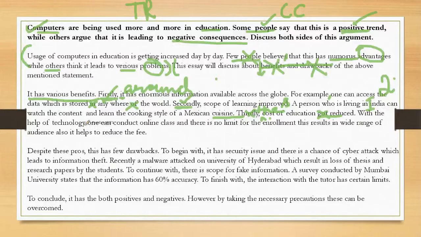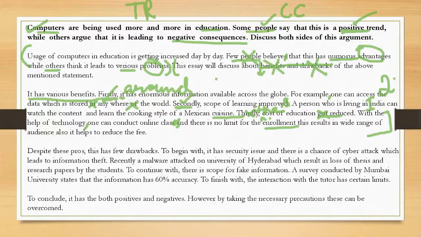With the help of technology, comma, one can conduct online classes, it's supposed to be ES, and there is no limit for the enrollment. This results in wide range of audience. Also, it helps to reduce the fees. Now, how many of you can understand this sentence? It's so complicated. It has 3-4 things in it combined together. So I don't feel it's a good sentence. It is very confusing. It's talking about online class, enrollment, fees. So it's very crumbled up, right? It's not very clear. So I'll tell you a better way of writing it.